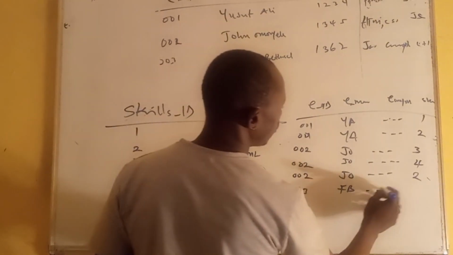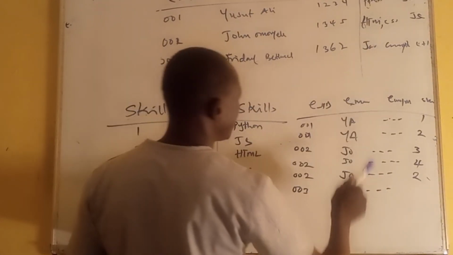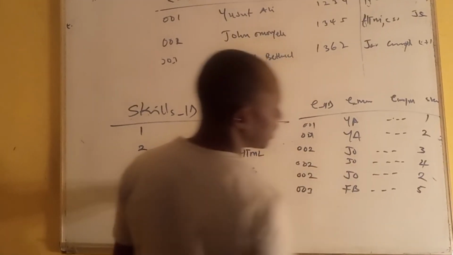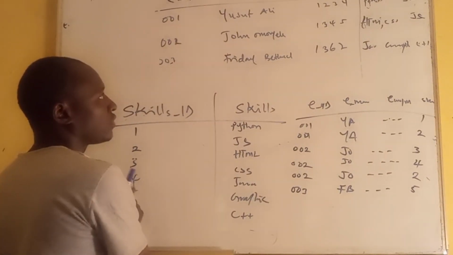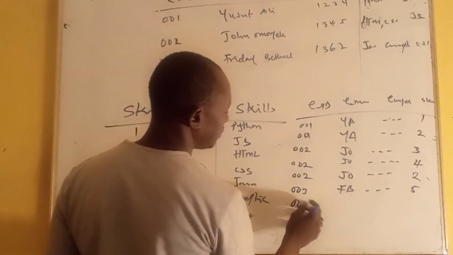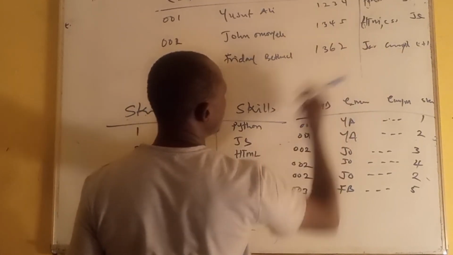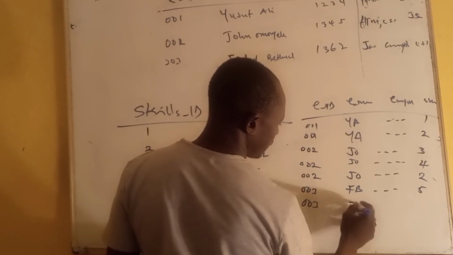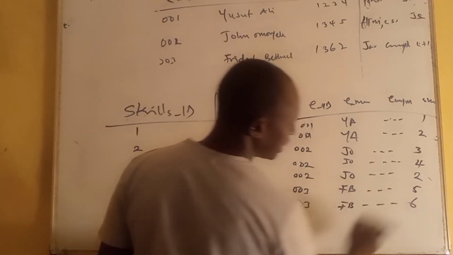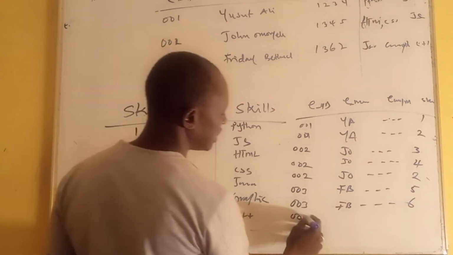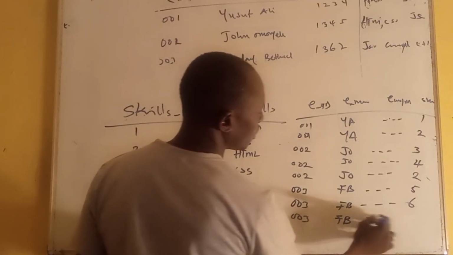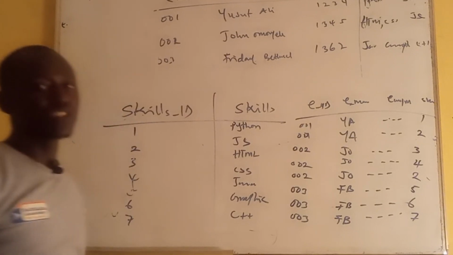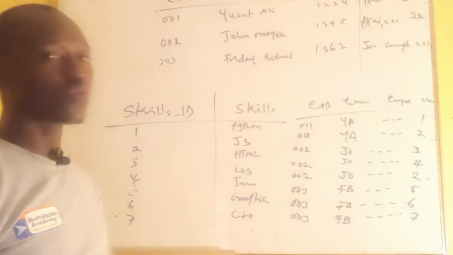You are coming again for the third one, 003, which is Friday Betwell. He has his phone number here and he has Java skills. Java skill is number 5. Primary key 5 of this. We have the same 3, computer graphics, which is 6, and the same 3 with C++, that's 7.